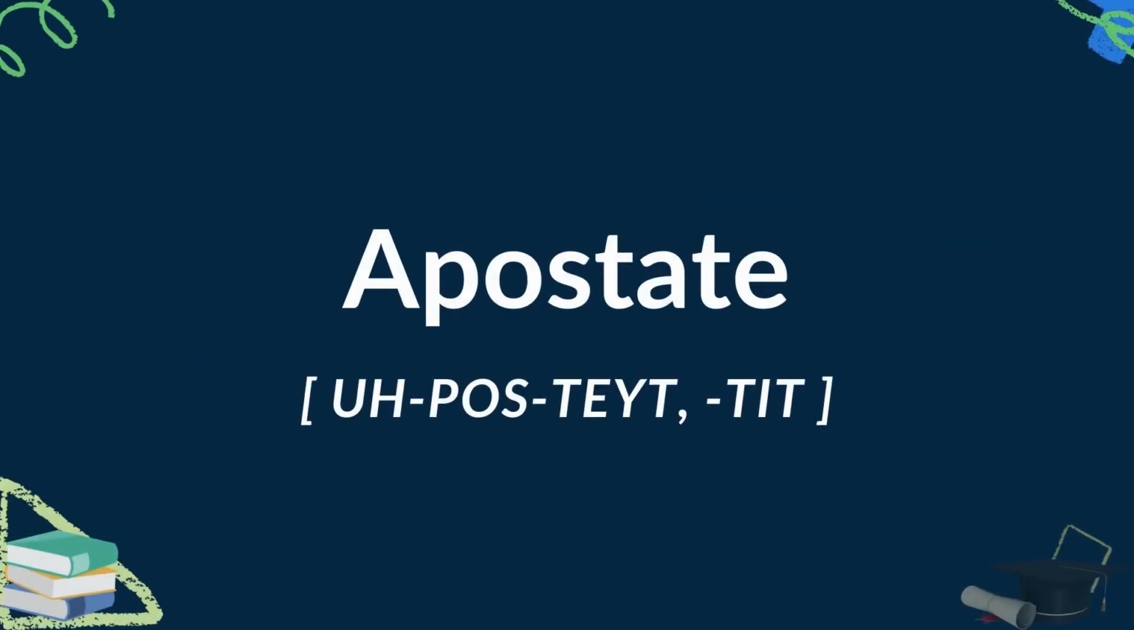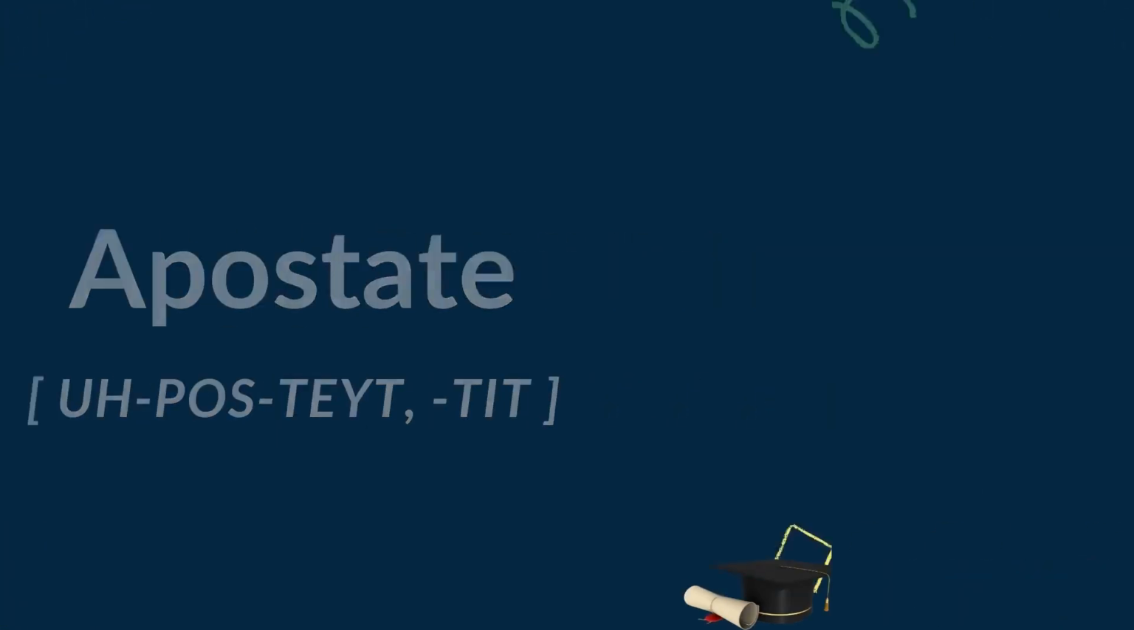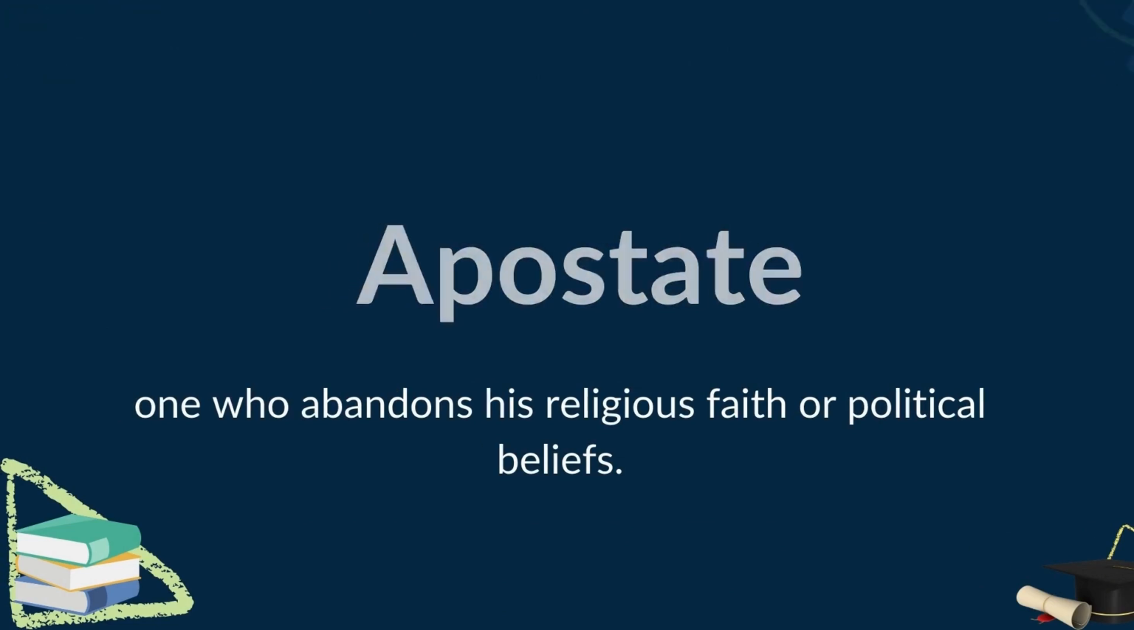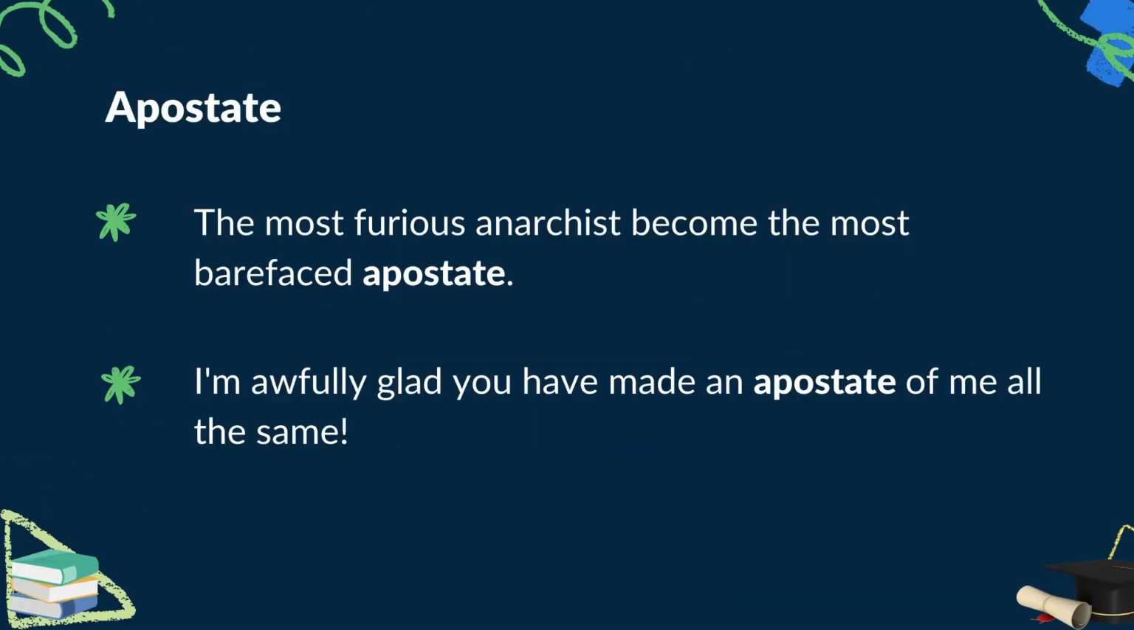The next word is apostate. A-P-O-S-T-A-T-E. Apostate. Apostate means one who abandons his religious faith or political beliefs. Here are some ways you can use the word in a sentence. 1. The most furious anarchist become the most barefaced apostate. 2. I'm awfully glad you have made an apostate of me all the same.